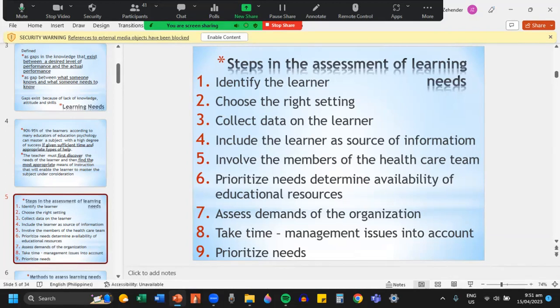Next, you have to prioritize needs. Prioritize needs and determine availability of educational resources. So, there are those patients who really need a lot of time and resources, especially when it comes to understanding the procedure or the disease that they are experiencing.